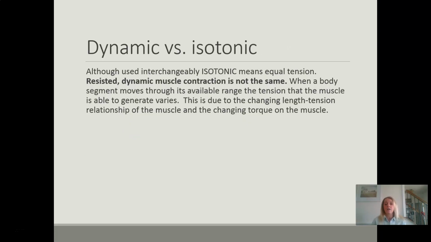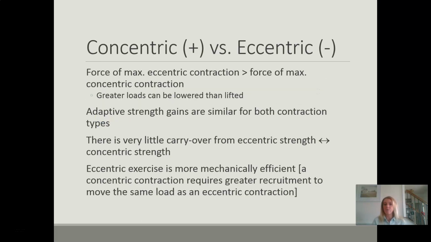Dynamic and isotonic are sometimes used interchangeably, but again, isotonic is going to mean equal or the same tension throughout. Because of the angles and forces, resisted exercises aren't always the same, so those aren't always the same exact term. When the body moves through available range of motion, the tension on that muscle, because of the length relationship, is going to vary a little bit. And this will change the torque that's placed on the muscles. So we'll talk about how we go through that with some exercises as we move on.